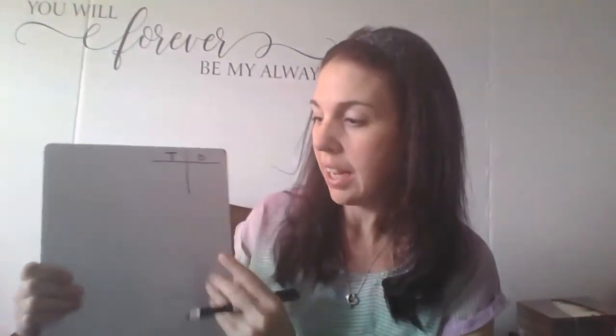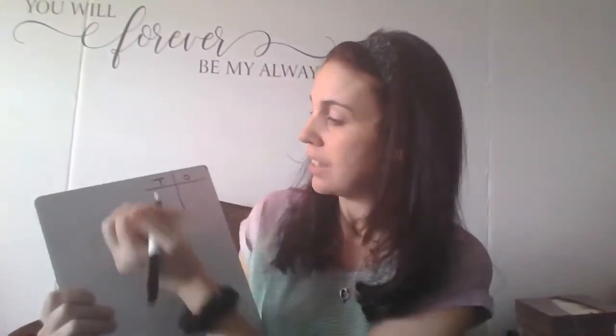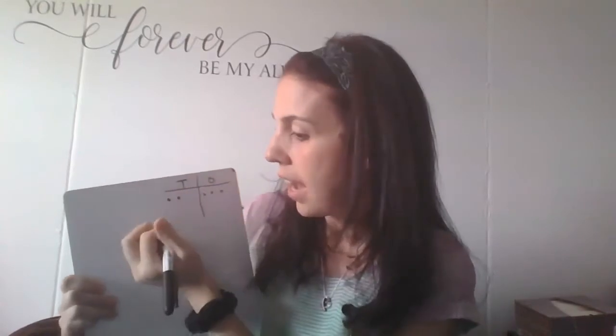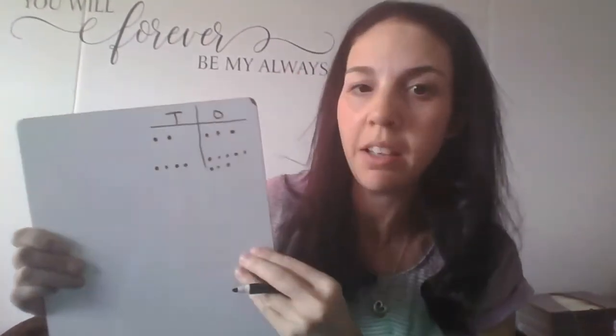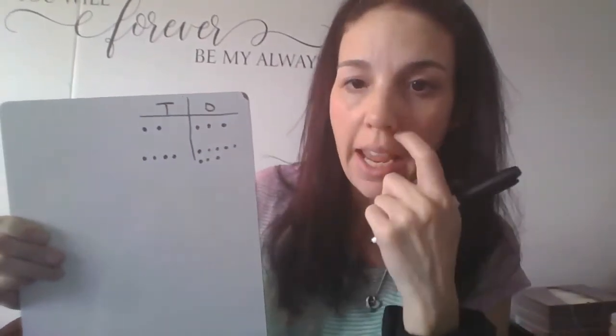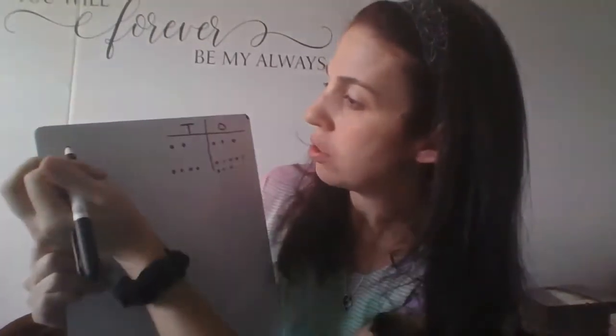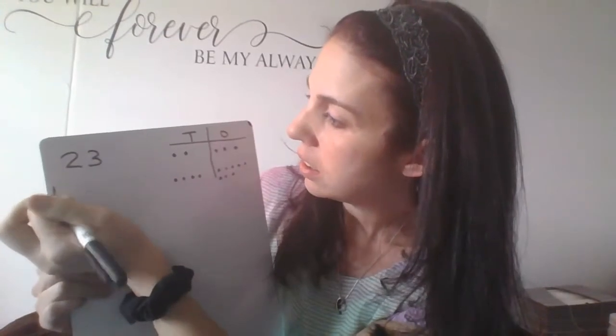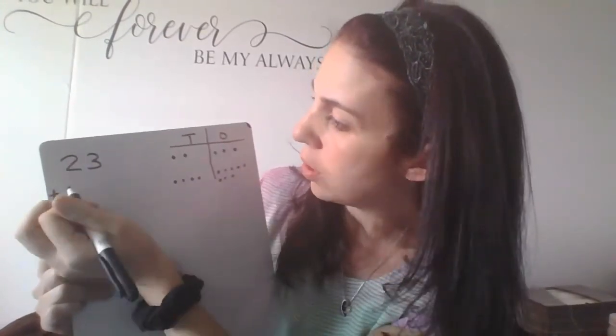I'm going to draw a chip model of a number, and we're going to see what that number looks like. We have 2 10s and 3 1s. And then we have 4 10s and 8 1s. So this is a chip model of showing adding. And so we've got 23 plus 48.